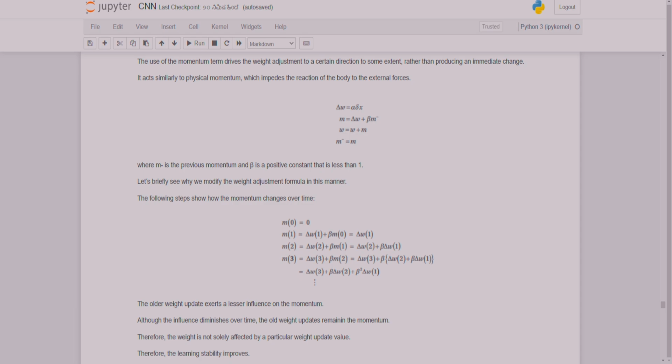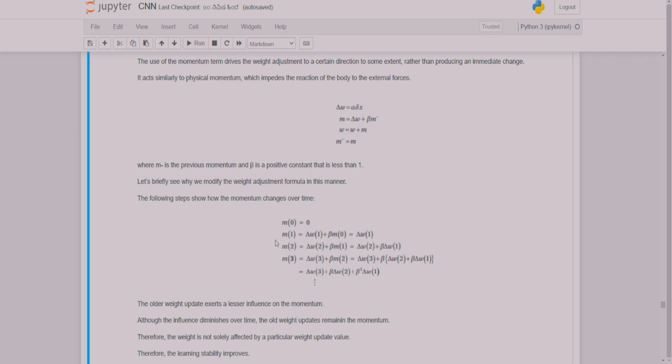If there was a value here, that would have been taken care of along with the delta W. But in this case, m of 0 is going to be 0. So I'm going to get only delta W1. That's what the term is.